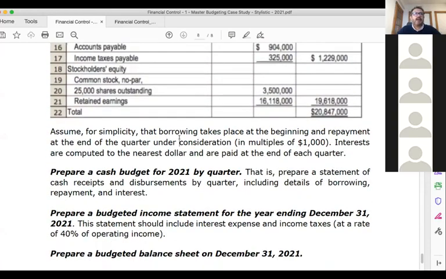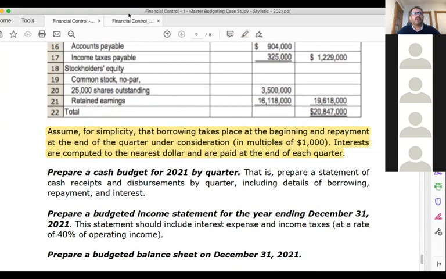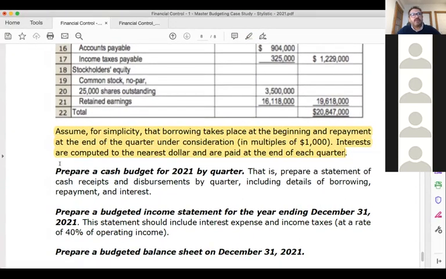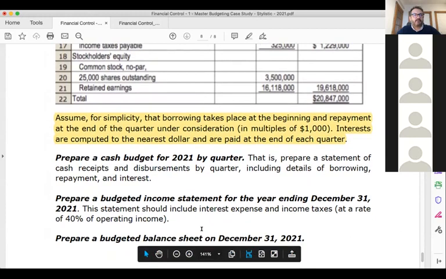Okay, assume for simplicity, it's a little bit more complicated, the assumption for the borrowings than in the previous case. Assume for simplicity that borrowing takes place at the beginning and the repayment takes place at the end of the quarter under consideration. And we borrow in multiples of 1,000. Interests are computed to the nearest dollar and are paid at the end of the quarter. So be careful with this assumption.